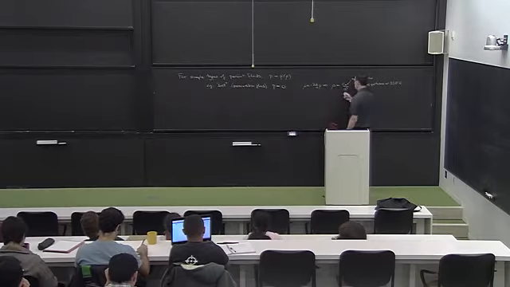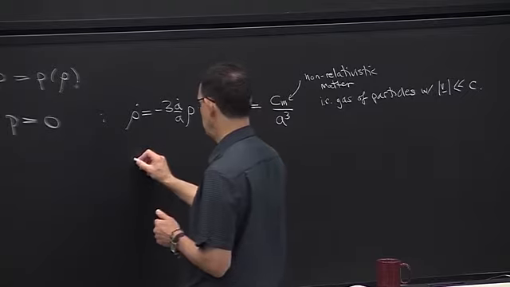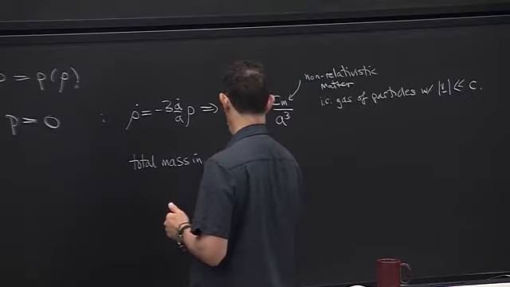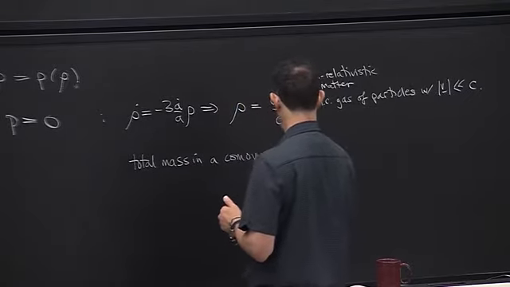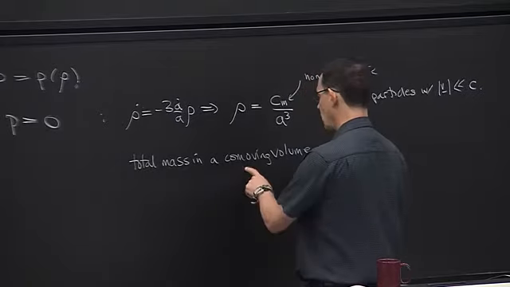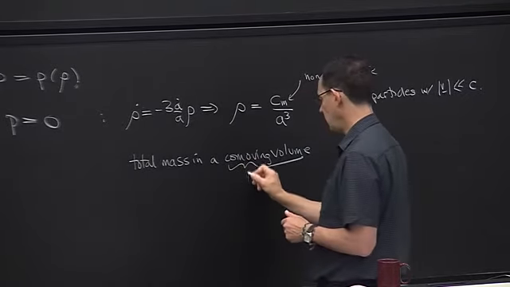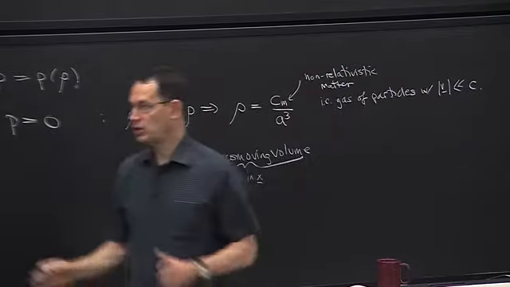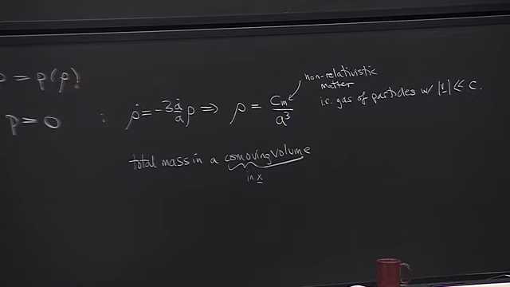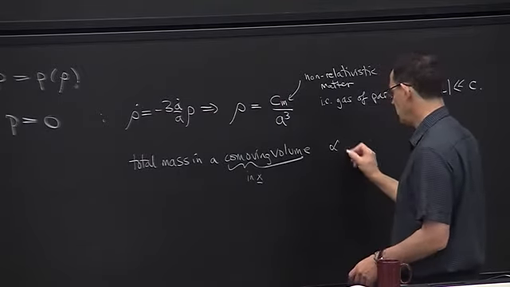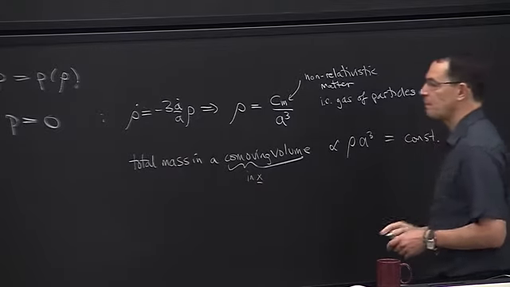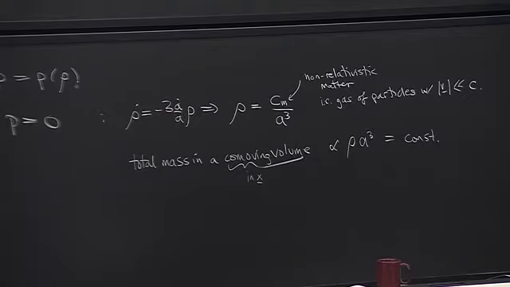Okay, the total mass in a co-moving volume. Co-moving here means a volume in x. So if you just cut out a chunk of the universe in x and call that the volume, then it's co-moving because it's going to be blown up by the scale factor a. And the total mass in a co-moving volume is proportional to rho a cubed, which is constant. So that's the very simplest case.